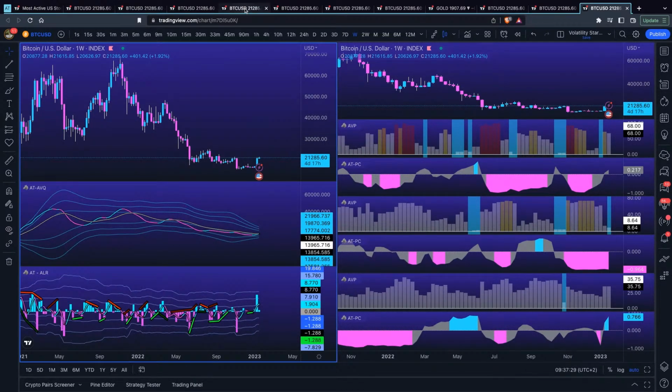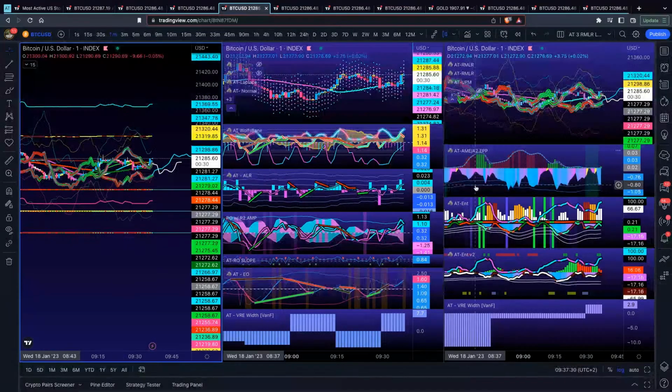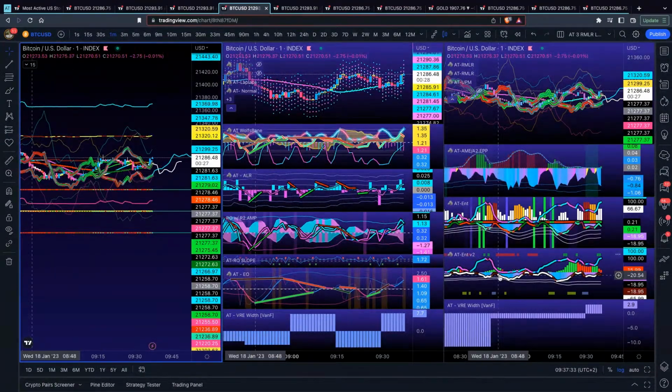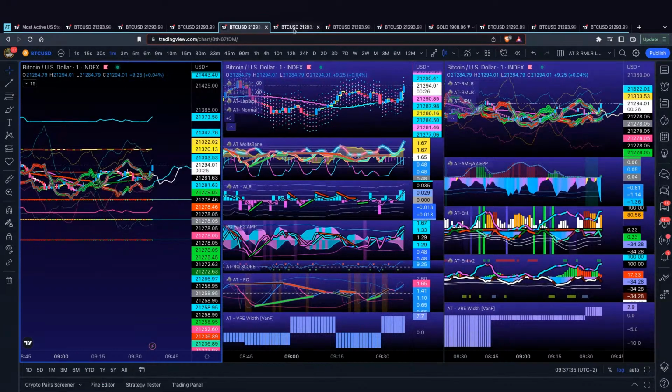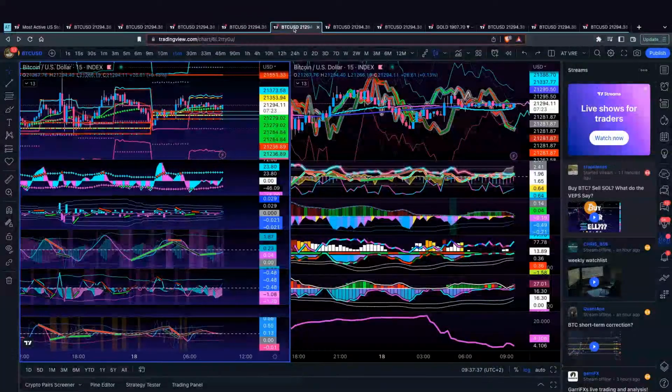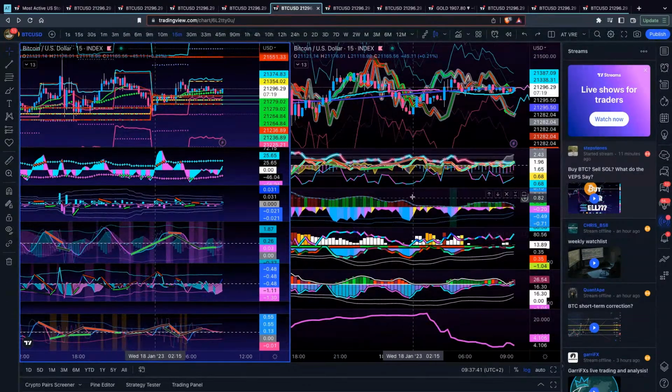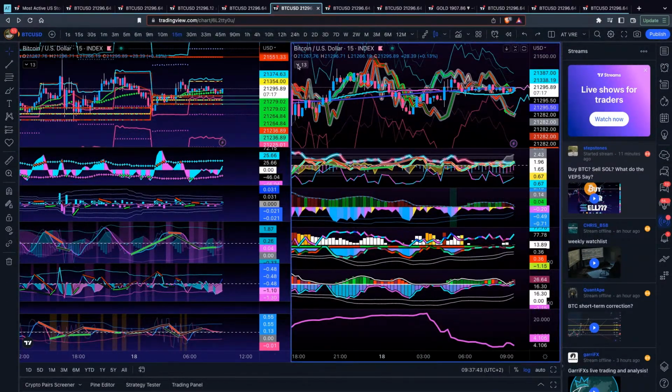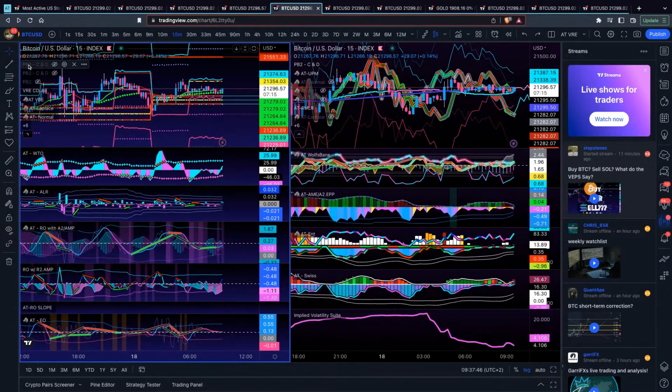Some of the tools we use are our lovely entropy indicators. Here we are on the 1 minute. Let's go to the 15-minute, just so that we're clear on what we're doing. You can see here our lovely entropy indicators. We have all kinds of wonderful tools. These are all alpha trading tools, by the way.